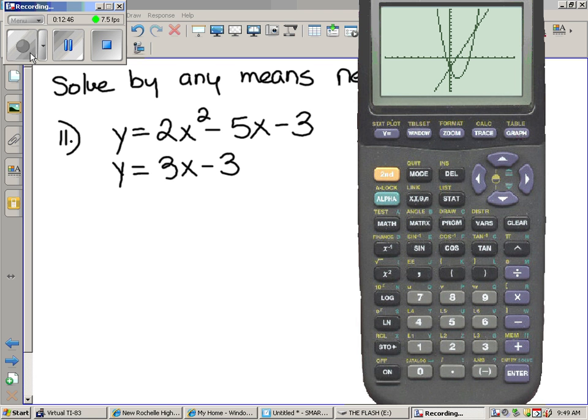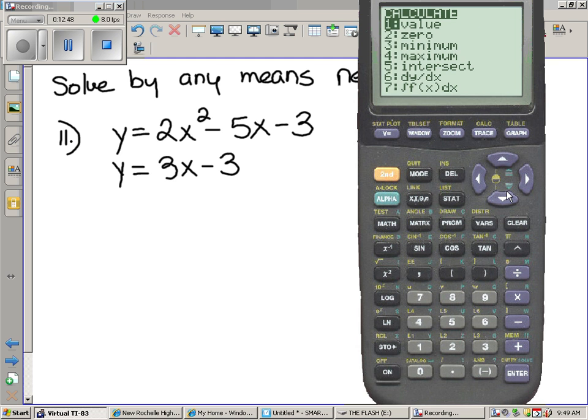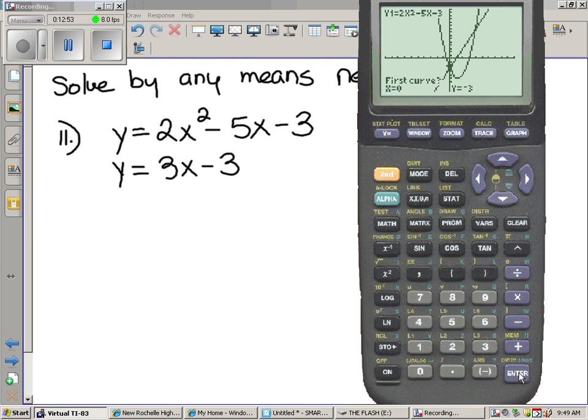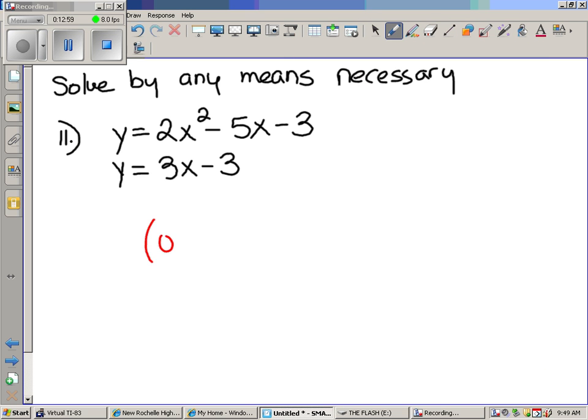Okay, let's go. Time to go. Second calc. Let's go to intersect, right? We're going to scroll over. Oh, lucky for us. It's already on that spot. What is that? That's 0, negative 3. That's one of the answers. 0, comma, negative 3.